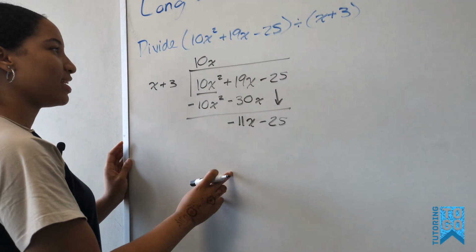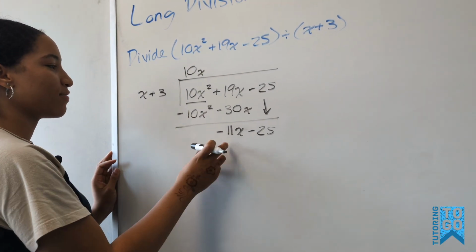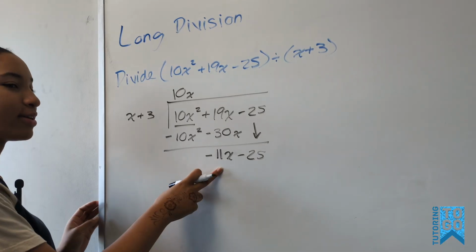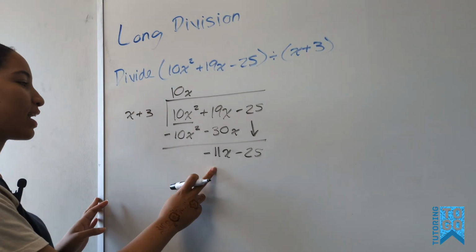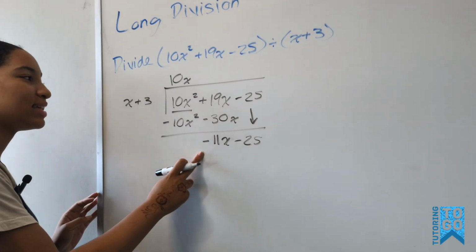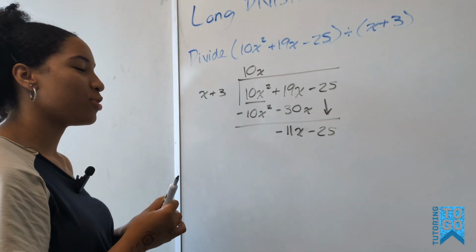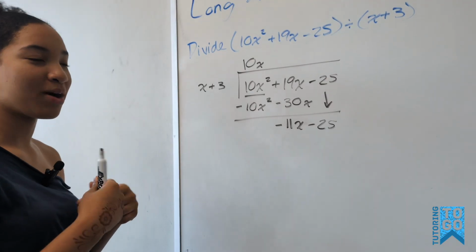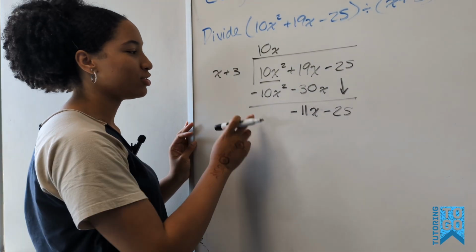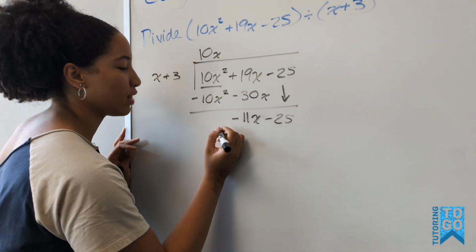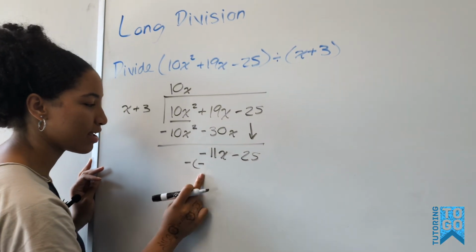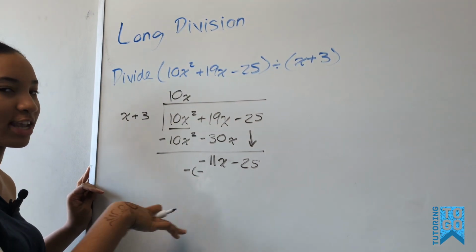Okay. And so then you're just going to do the same thing, and you're going to find a number, or a term, that can multiply by x to get negative 11x. But since it's a negative, when you multiply a negative by a negative, it gets you a positive. So since you're usually subtracting, if you wrote it like this and then with the negative, that would still be a positive. So it's like you're adding.